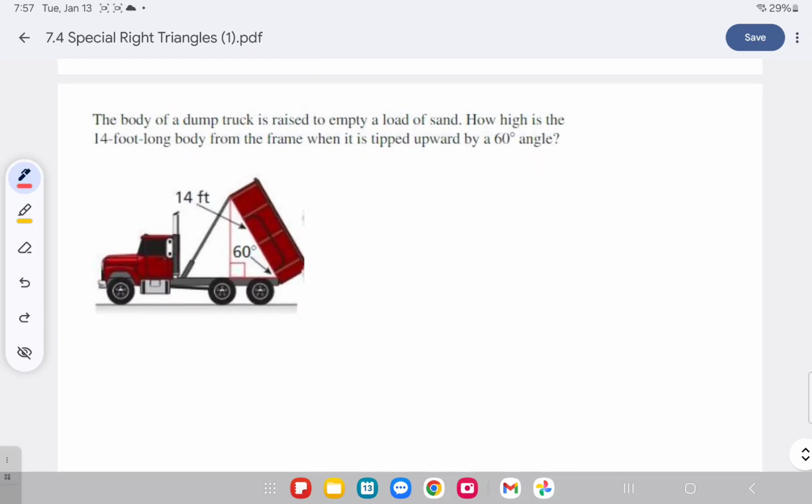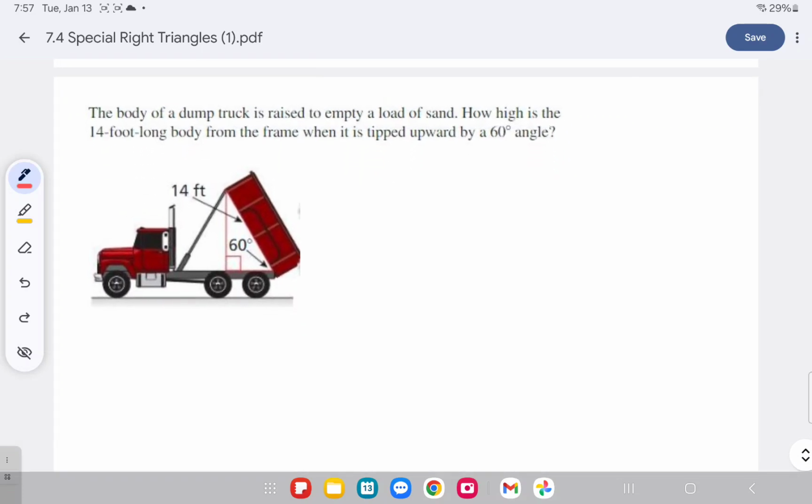Last example that I'm going to do with you. The body of a dump truck is raised to empty a load of sand. How high, so we're looking for the height, is the 14-foot long body. So that means the hypotenuse is 14 when it is tipped at a 60-degree angle. It already labeled the 14 for us. Perfect. So this is clearly a 30, 60, 90 right triangle.